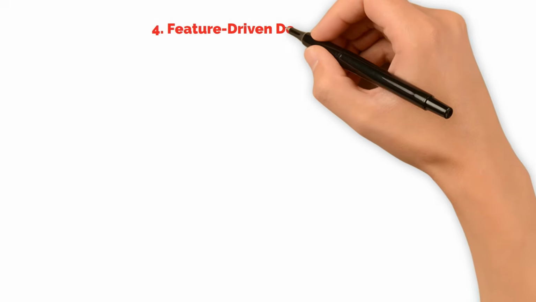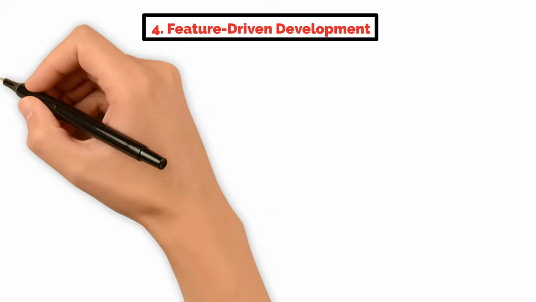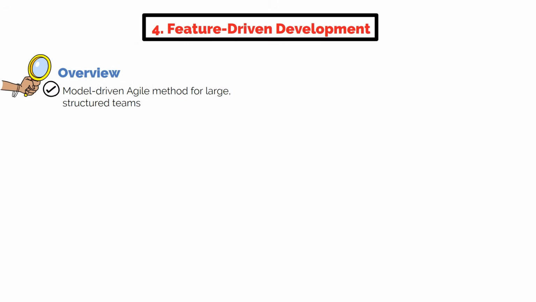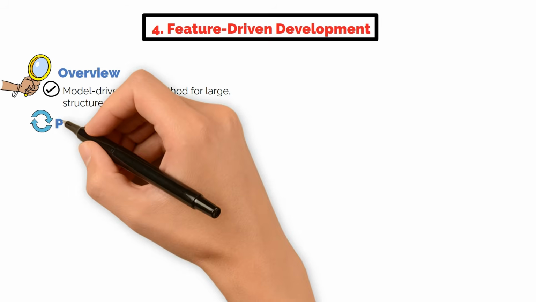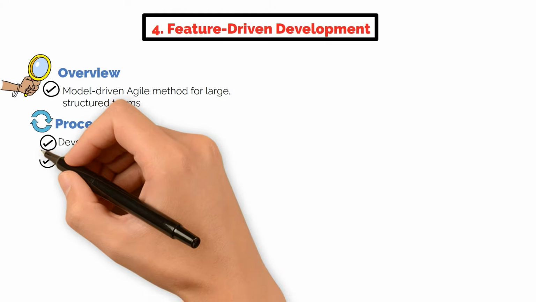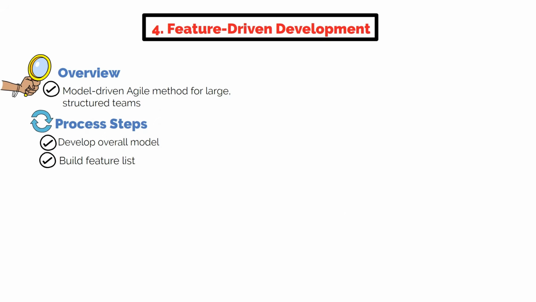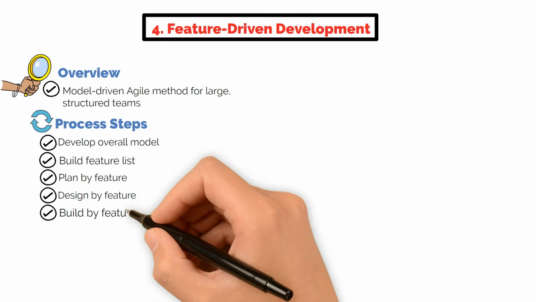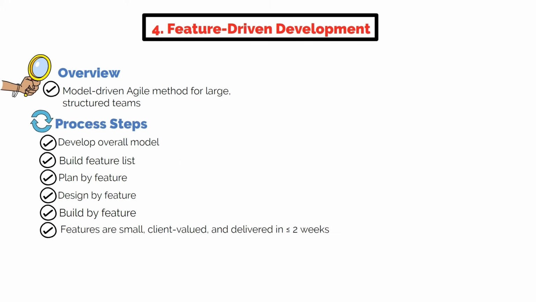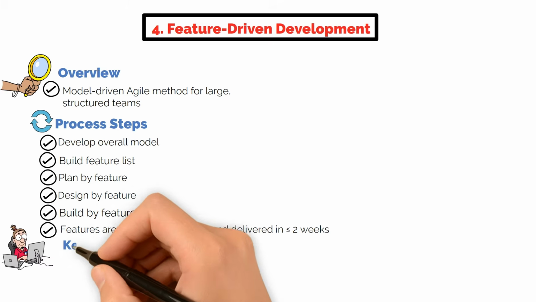4. Feature-driven development. Feature-driven development, FDD, is a model-driven, short iteration process designed for larger teams and structured environments. The FDD process includes: 1. Develop the overall model. 2. Build a feature list. 3. Plan by feature. 4. Design by feature. 5. Build by feature. Each feature is a small, client-valued function deliverable within 2 weeks or less.